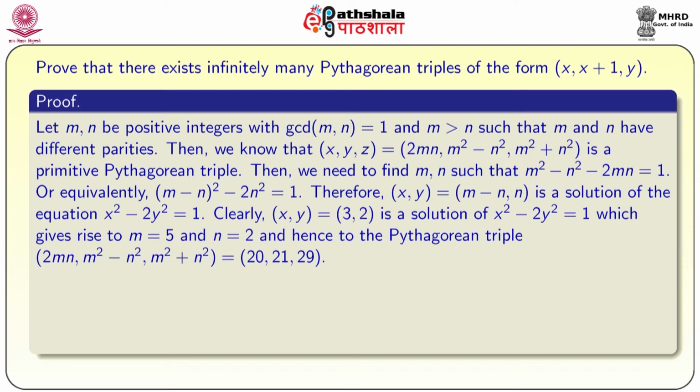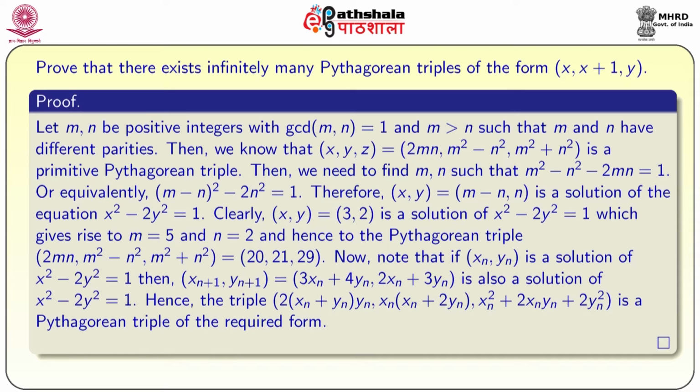Clearly, (x, y) = (3, 2) is a solution of x² − 2y² = 1, which gives rise to m = 5 and n = 2. Hence, the Pythagoras triple (2mn, m² − n², m² + n²) is 20, 21 and 29.